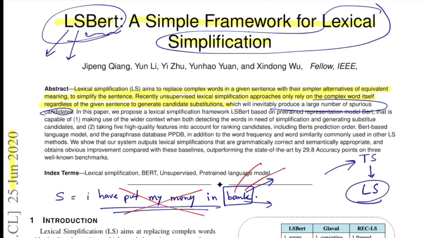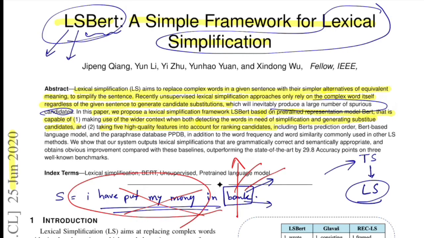Okay, so they say we propose a lexical simplification framework LSBert based on the pre-trained representation of the model BERT that is capable of making use of wider context when both detecting words in need of simplification and generating the substitute candidates, and taking 5 high quality features into account for ranking the candidates. What they are saying is the technique this paper proposes is based on BERT, where they try to come up with the replacement of a certain word in a sentence, let's say bank in this case, by considering the context in which that word occurs.